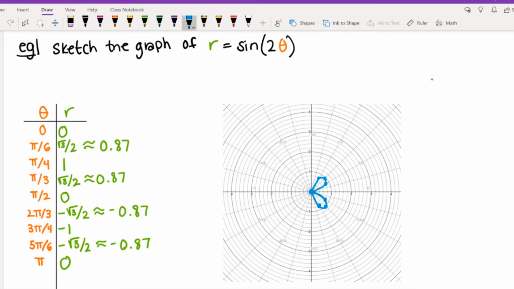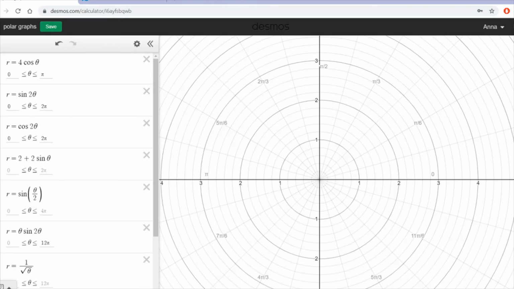So if you were to continue with this, we just did from 0 to pi. If you were to go from 0 to 2 pi, what you would see is that you would end up with another petal like that, and then another petal like that. But basically what we saw on the right-hand side, you would see the exact same thing. So I want to pull this up on Desmos, and then we'll look at some other examples.